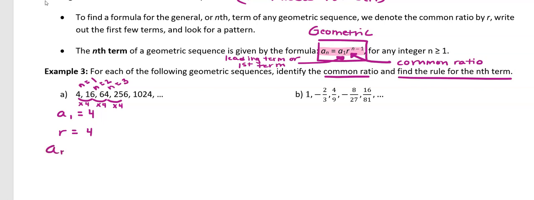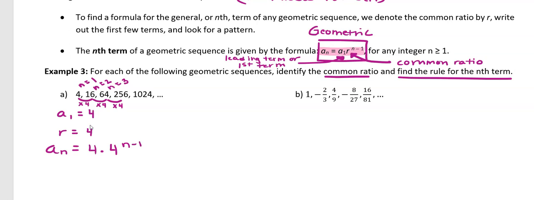So that is a sub n is equal to the first term in the sequence, which in this case is 4, times the r value. So again, we're just using this formula up here. So our r value we found to also be 4. And then we have the n minus 1 as our exponent.